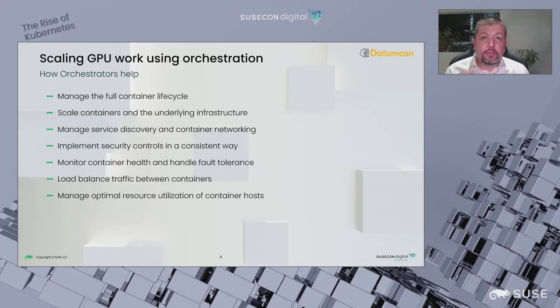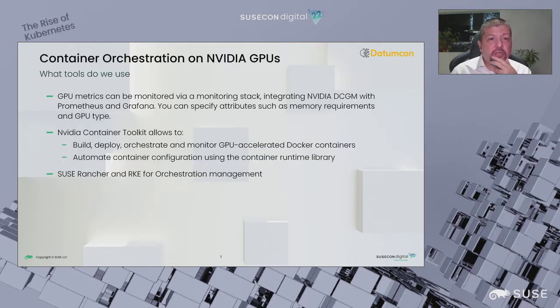And then as you get more and more traffic, both from visitors that are looking at these video streams, but also traffic coming from the video streams themselves, then you have to be able to load balance the traffic between all these containers. And the end idea, of course, is to be able to manage optimal resource utilizations of the container nodes themselves.